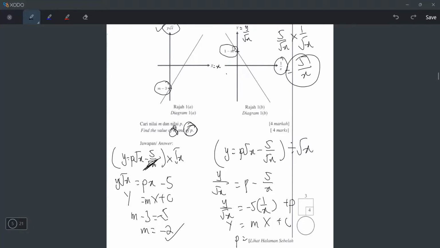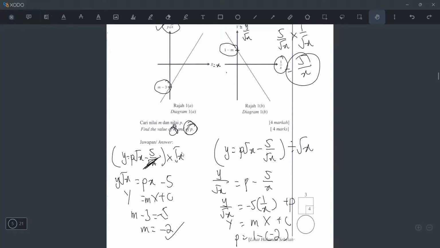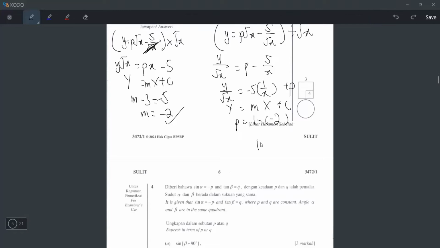On the diagram, did they give the y-intercept? Yes, there is. 1 minus m. So this is the y-intercept, right? This is also the y-intercept. So both of these must be the same, they can be equal. So p equals 1 minus m, and you already know your m is -2 from just now, and p equals 3. That's it. So that's the answer. Right? So I'll just check the answer just in case. m is -2, p is 3. Let me check and see.